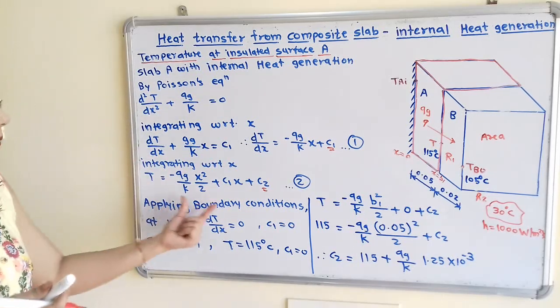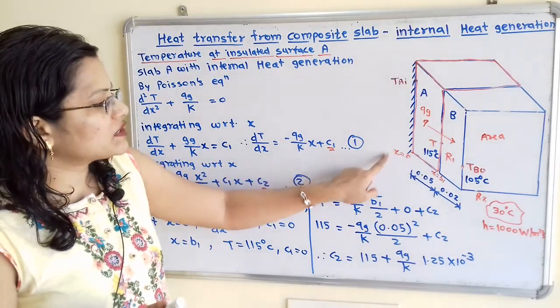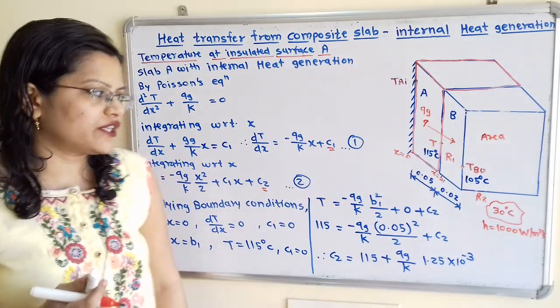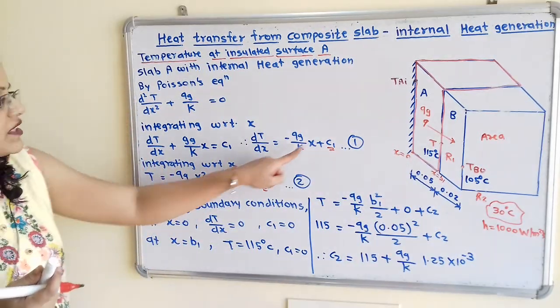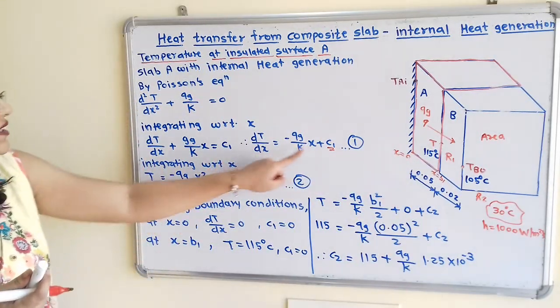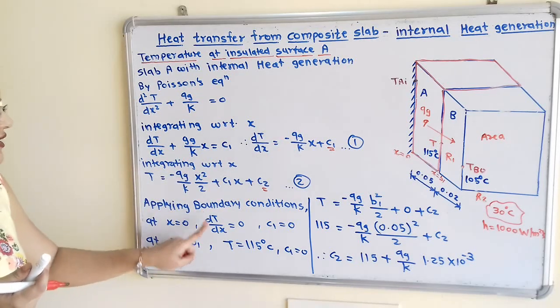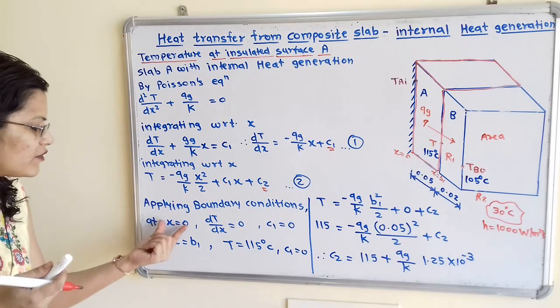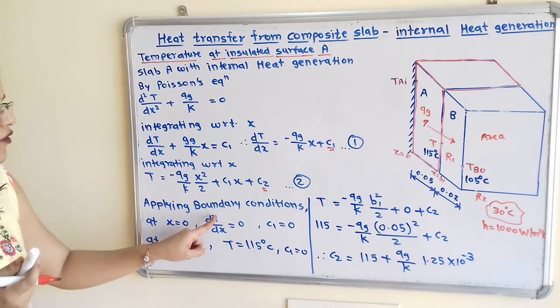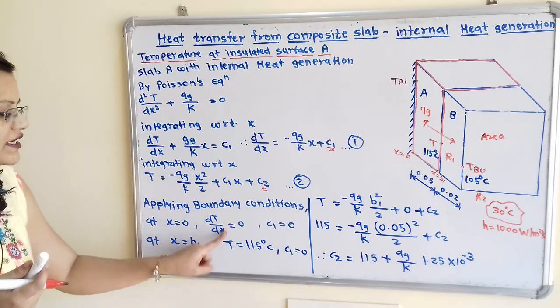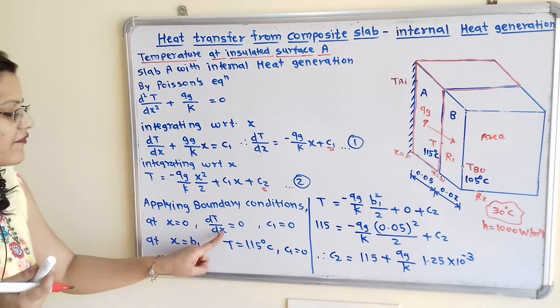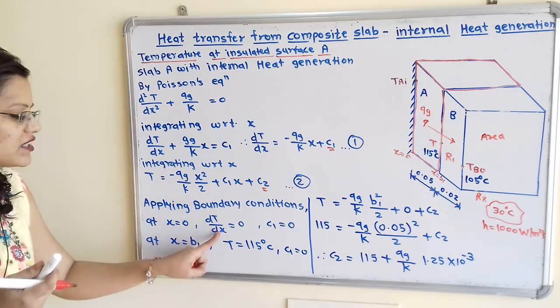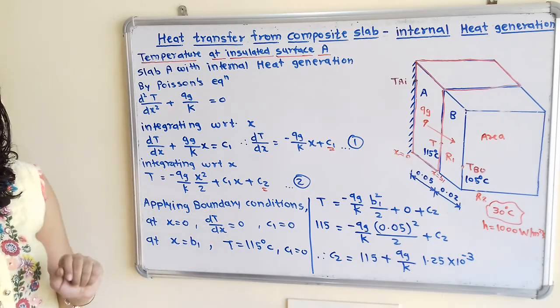So we will apply the boundary conditions. Suppose we take x is equal to 0, and put x is equal to 0 in this equation. Then we will get dT by dx is equal to 0, because when x is equal to 0, what is the differentiation for dT by dx? Differentiating with respect to x, that is differentiating with respect to 0, that is equal to 0.